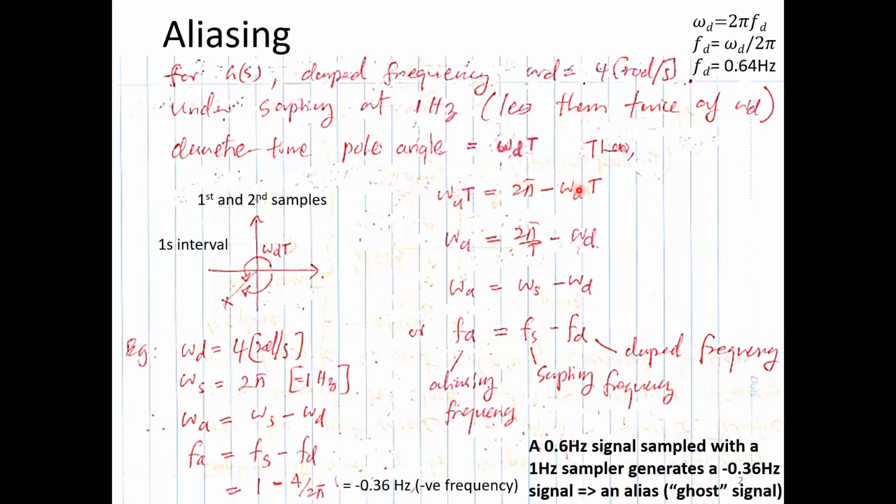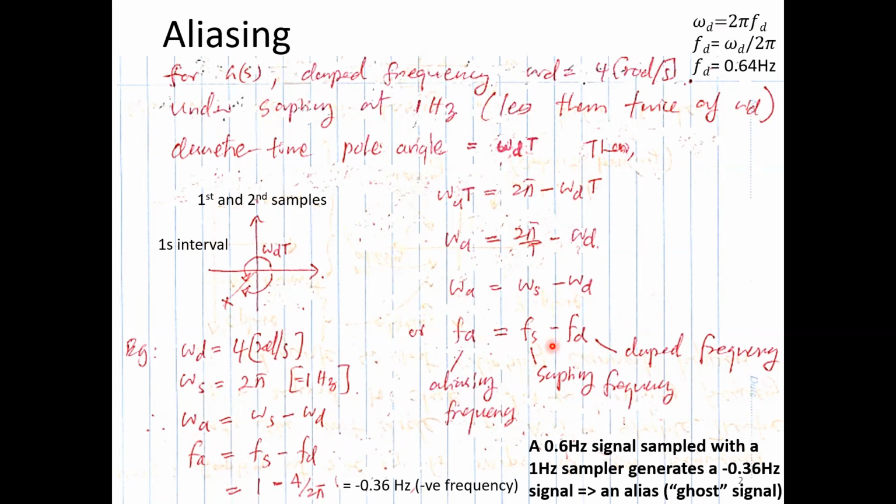Then we divide every term in the equation by capital T, and you get it like that. And 2 pi over capital T is the sampling frequency. You know that, right? And omega D is the signal frequency. Omega A is what is called the alias frequency. Something new, something you artificially create, something the sampler creates on its own. And when you convert this into cyclic frequency, F, by dividing every term by 2 pi, you get FA equals Fs minus FD. So FD is the damped frequency, Fs is the sampling frequency, and FA is the aliasing frequency.